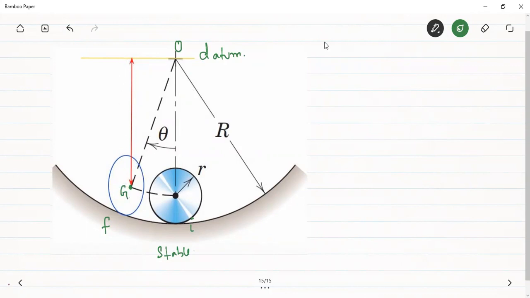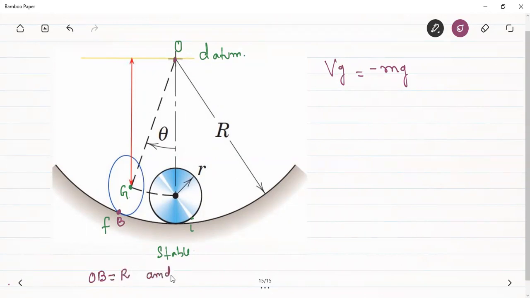And we have to find this distance because we are calculating the gravitational potential energy. In this case, it is clearly seen that the center of gravity is below the datum. Therefore, it will be minus mg and the distance of the center of gravity of the roller from the datum. One can clearly see that the distance between point O to this point is equal to R. Let me take this point to be, suppose, B. OB is equal to R.